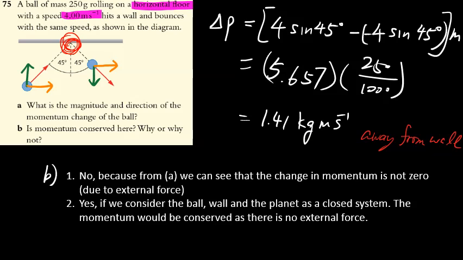So in that case, the change in momentum will not be affected. If you consider the momentum gained by the wall and the planet as well, there should not be any difference. So the momentum should be conserved at last.